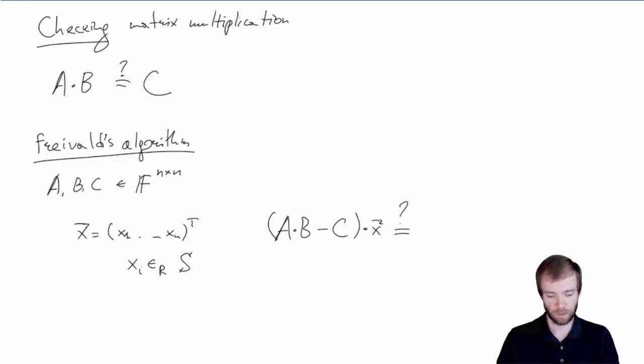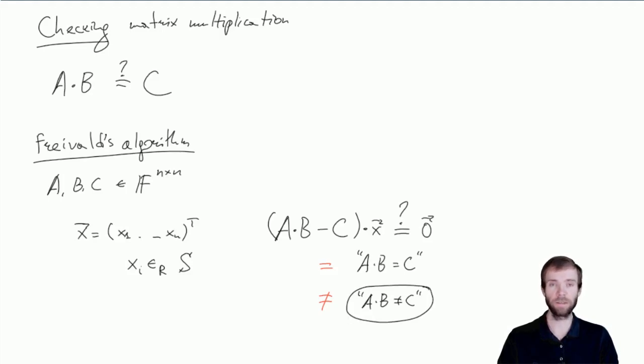And now we check if this is a non-zero vector. Now, if we have actually an equality here, then we answer that A times B is equal to C. If we have inequality here, we answer that A times B is not equal to C. So what we immediately see here is that this answer cannot be erroneous. If this vector does not equal 0, then of course A times B cannot be equal to C. And thus, if we answered like this, it is never wrong.